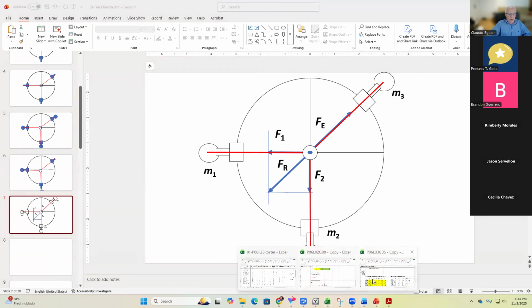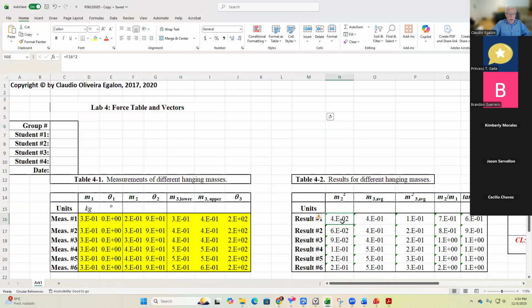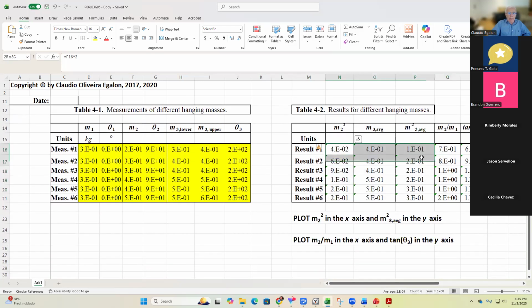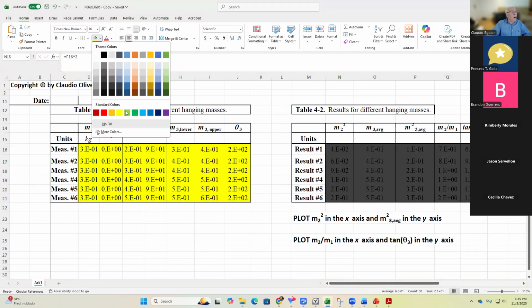Going back to our spreadsheet, m2 squared is going to be our result. m3 average, which is going to be the average of those two values, is going to be our result as well. Then we are going to have m3 average square. Okay, another result. m2 divided by m1 is going to be another result as well. We need that, and there's a reason why we need that. I'm going to show you very soon. And the tangent of theta 3 is going to be our other result.